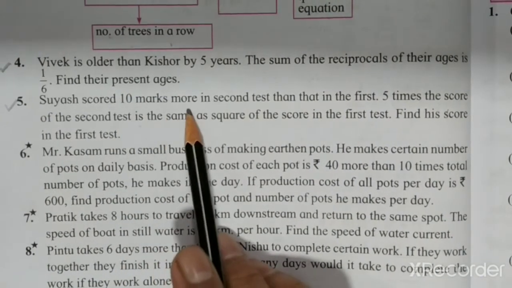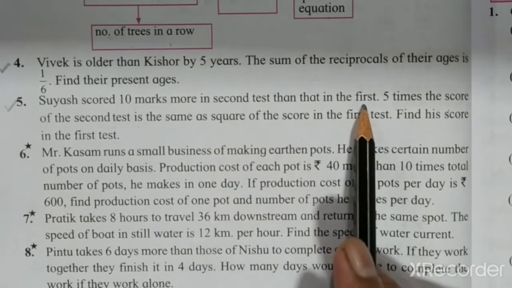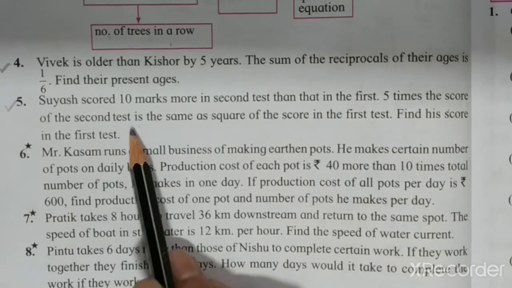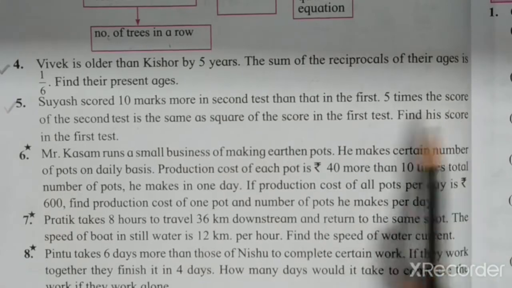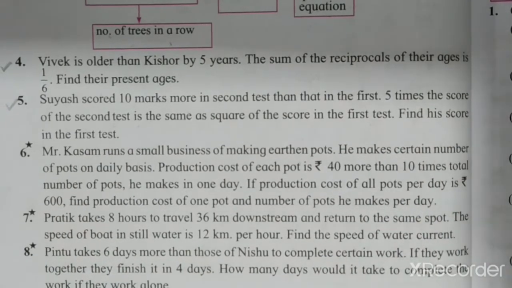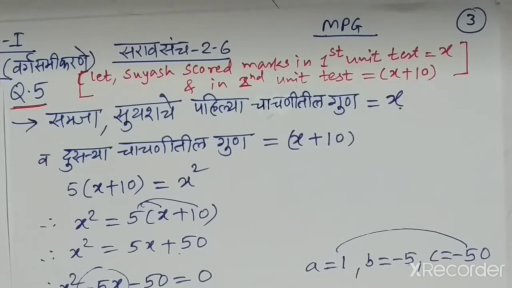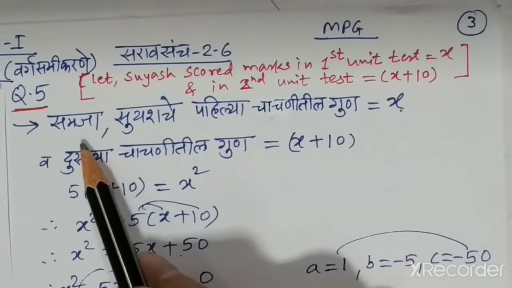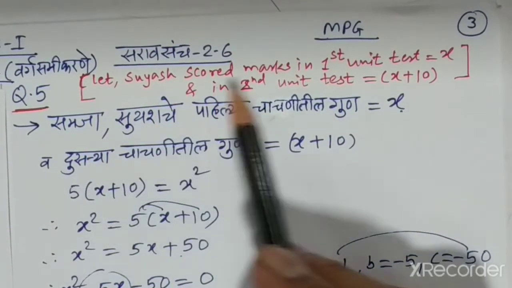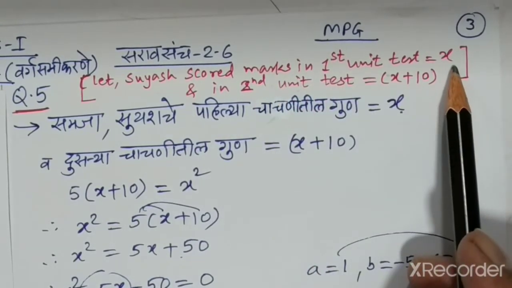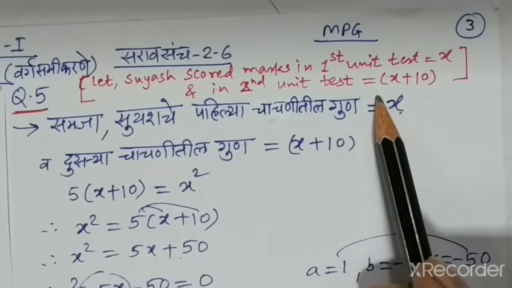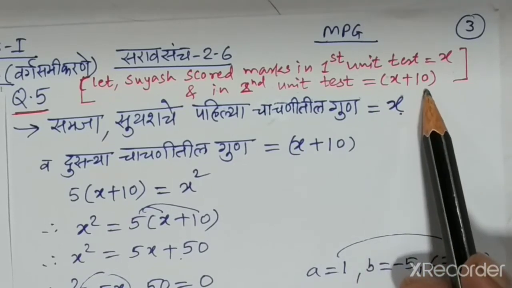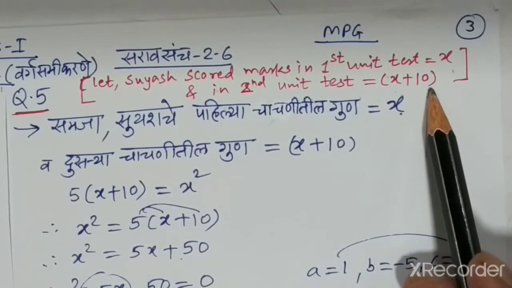Suyash scored 10 marks more in the second test than in the first. 5 times the score of the second test is the same as the square of the score in the first test. Find his score in the first test. Now in this example, Suyash scored 10 marks more in the second unit test than in the first unit test. So let Suyash's marks in the first unit test be x, and in the second unit test he scored x plus 10, because he scored 10 marks more than the first test.